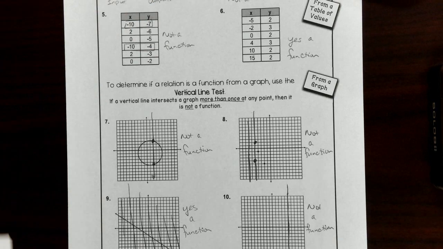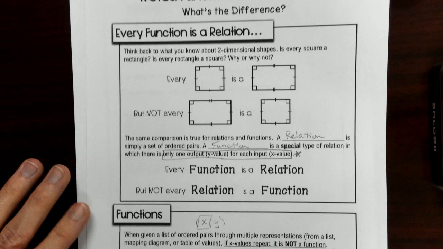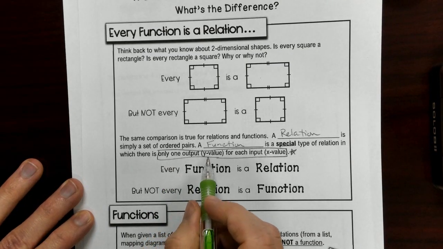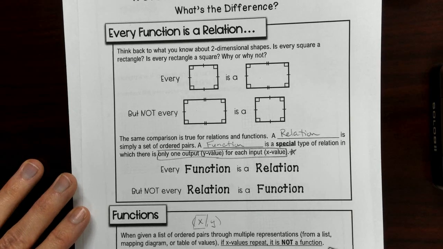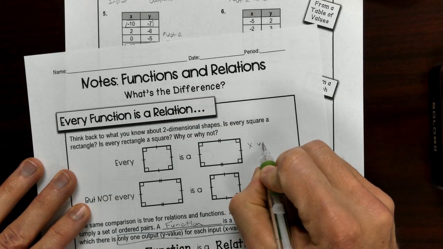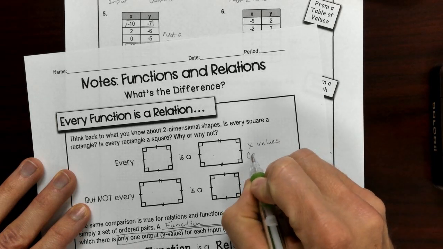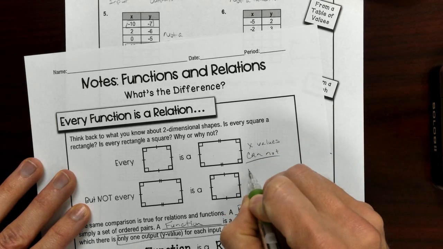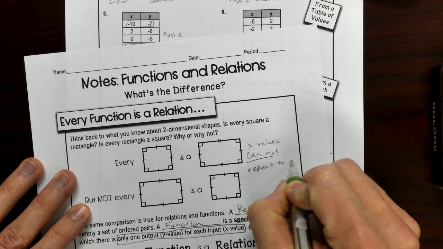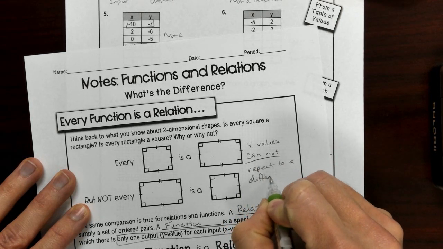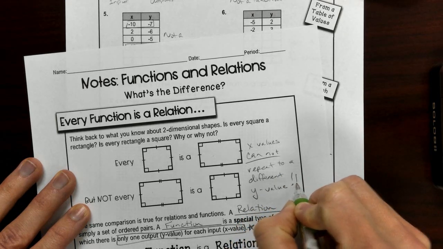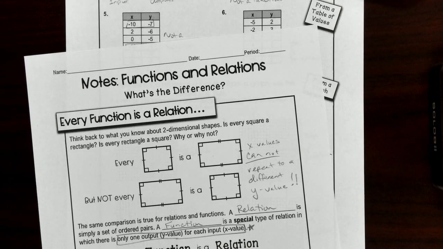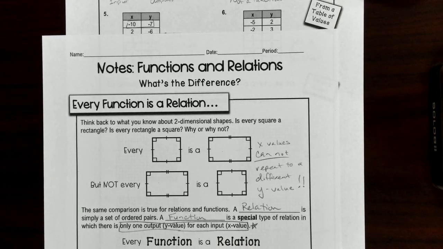Again, the big takeaway to determining functions is right here. There is only one output for each input. So the x values cannot repeat to a different y value. All right, determining functions.